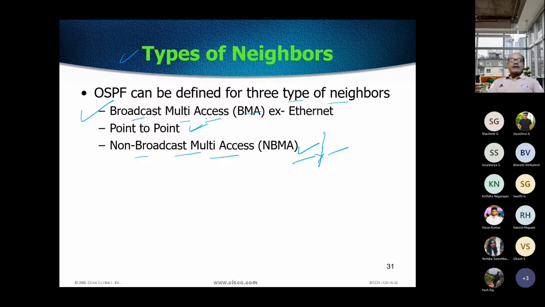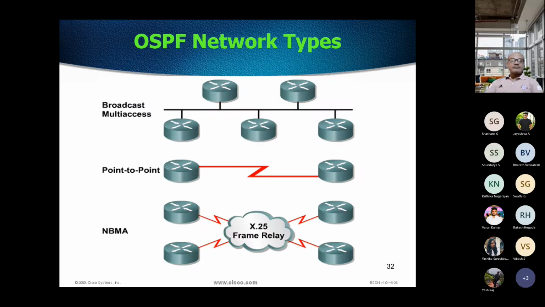When it is point-to-point, there is no need to configure OSPF area 0. The area concept will be configured where you have many areas, many networks and many routers running in your organization. So these are the OSPF network types: broadcast multi-access, point-to-point, and non-broadcast multi-access.